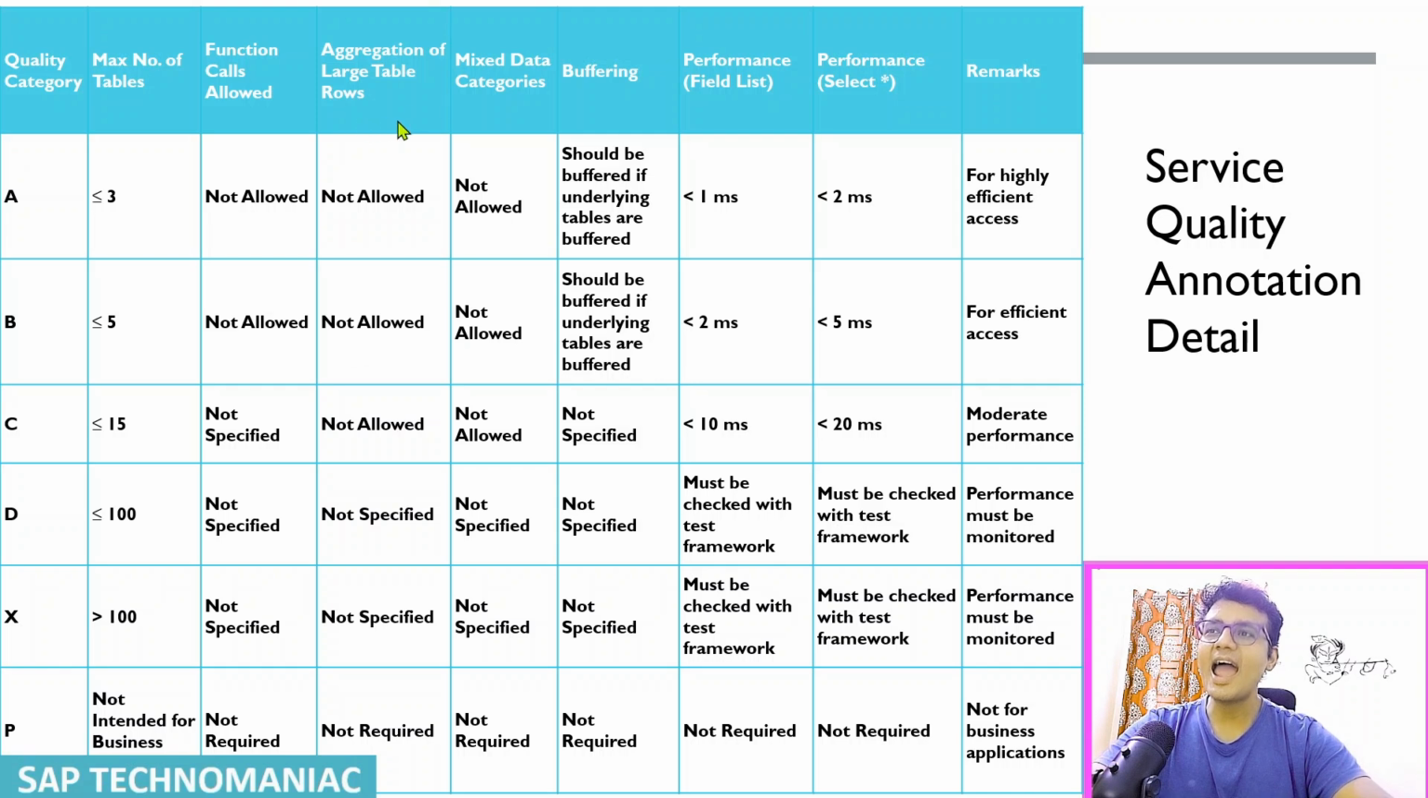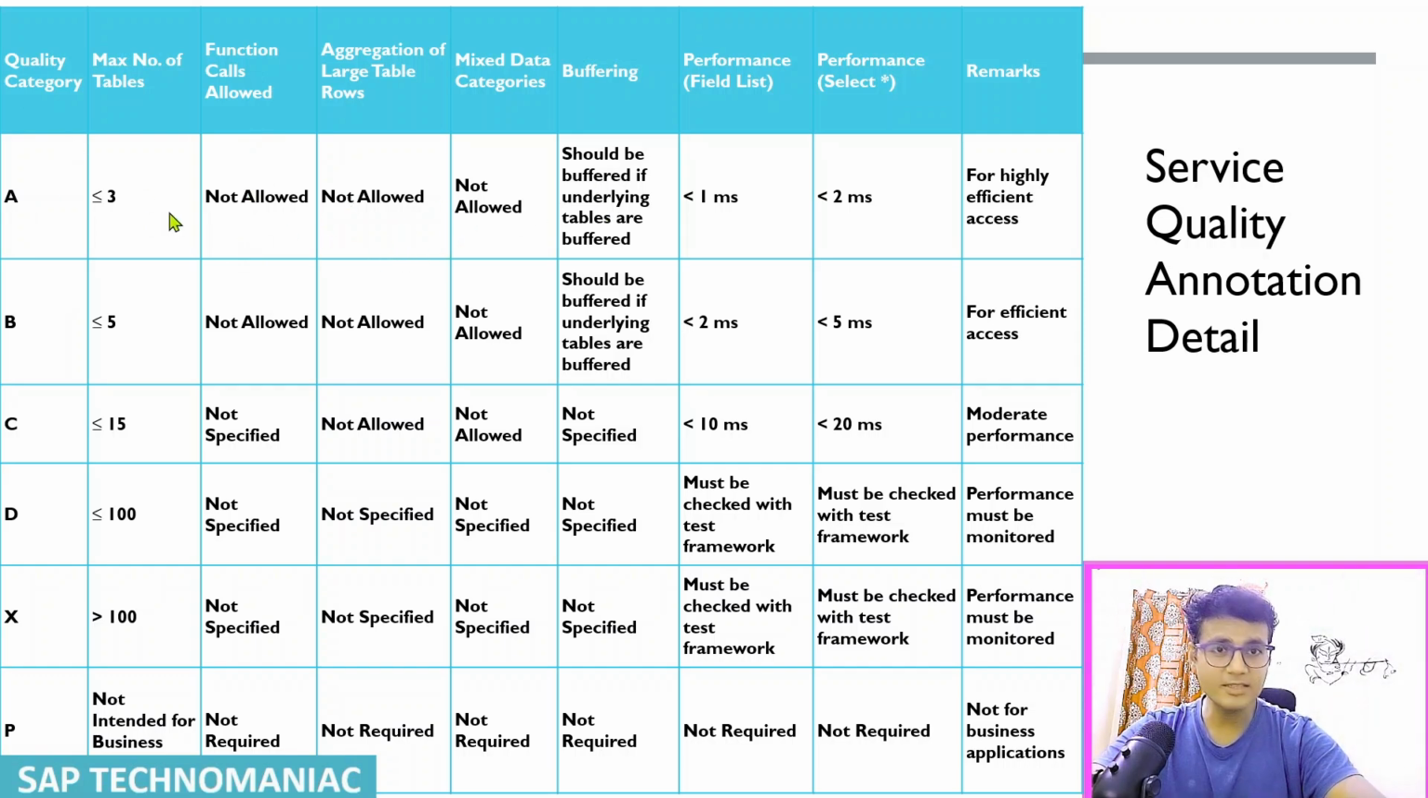Second thing, aggregation of a large table: you should not do the aggregation of a large table. For example, if you are aggregating the data of one table, there also function calls are not allowed. You are doing the large table aggregation, that is also not allowed. Function calls means aggregate functions, string functions, case statements, and so on. There are a lot of functions, such as currency conversion functions, which we can use in CDS.